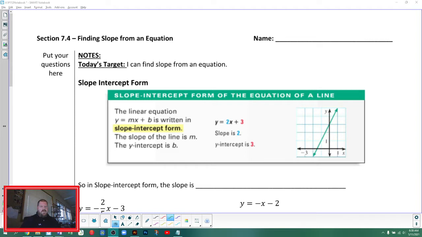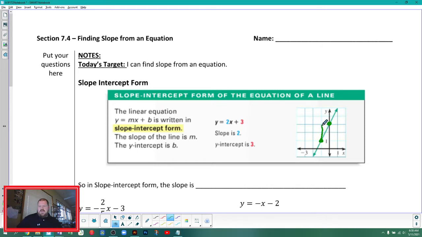Slope-intercept form is our linear equation written y equals mx plus b. And it says the slope of the line is m and the y-intercept is b. So in this example right here, we have 2x plus 3, and it says the slope is 2, the y-intercept is 3. We're not really focusing on the y-intercept yet, but that puts it right there. It's kind of hard to tell on this graphic, but I do have another point right there, and it does look like it goes up 2 and over 1 for a slope of 2 over 1, which is 2.